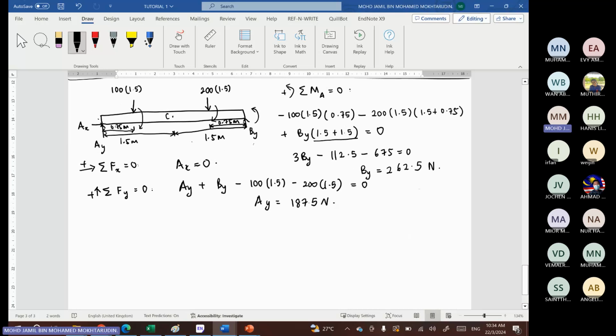Then we can start the potong lah. Okay, we can potong at point C. So we need to redraw the free body diagram. So at point C we have NC, VC, and MC. And then at point A we have Ay. And then here we have the 100 times 1.5.